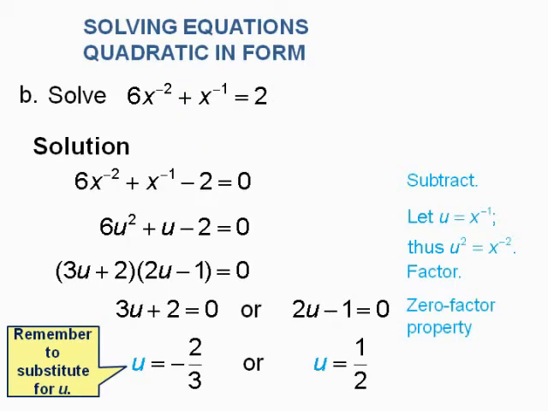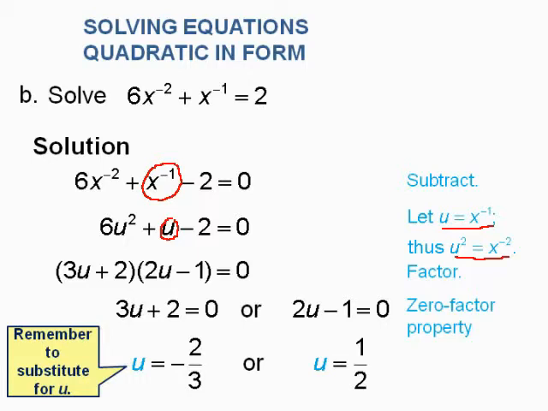Now on this one, notice it's not in form yet, so we first want to get this equal to 0. And in this one, we're going to let u equal this middle term here, x to the -1st power. So wherever we see something on some of these more strange looking equations, we're going to substitute u in there. And then notice, if u is x to the -1st power, if you square both sides, then u squared will be x to the -2. And that's how most of these work.